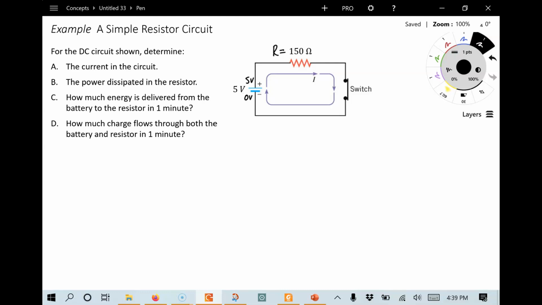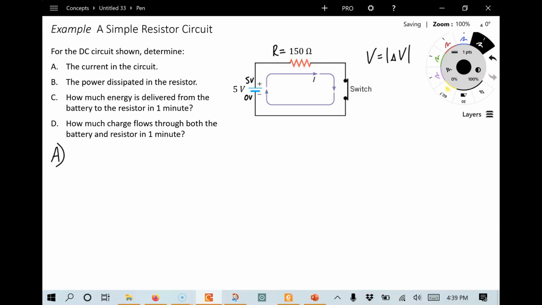However, in this chapter, instead of writing delta V, we're going to just say the voltage of the battery, the electric potential difference. We're just going to call it V for simplicity. In Chapter 20, they do that. Let's look at Part A. Part A asks, what is the current in the circuit?